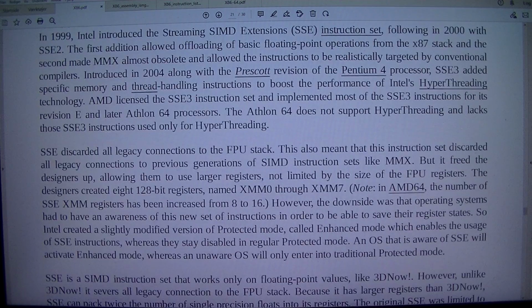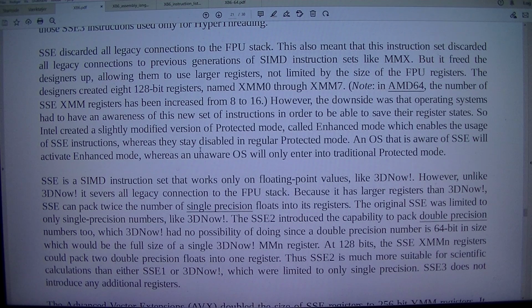SSE discarded all legacy connections to the FPU stack. This also meant that this instruction set discarded all legacy connections to previous generations of SIMD instruction sets like MMX. But it freed their designers up, allowing them to use larger registers, not limited by the size of the FPU registers. Their designers created eight 128-bit registers, named XMM0 through XMM7. Note, in AMD64, the number of SSE XMM registers has been increased from 8 to 16.